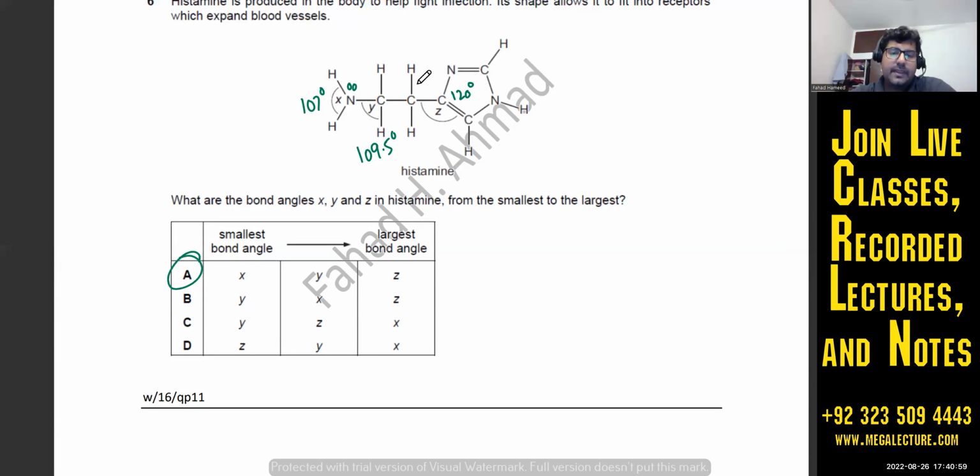So carbon making 4 bonds, 109.5. Carbon making 3 pairs of bonds, that's 120. And nitrogen making 3 bonds, plus it's got a lone pair. You have to look out for lone pairs. They're not going to tell you whether some atom has a lone pair or not. You have to estimate that yourself by looking at its valence shell electrons. If there are 3 bonds, then 2 electrons are left.